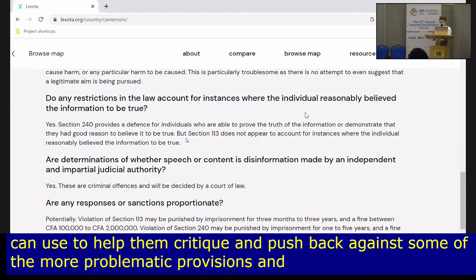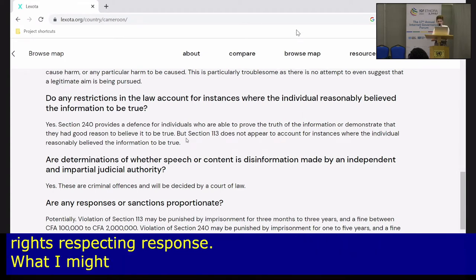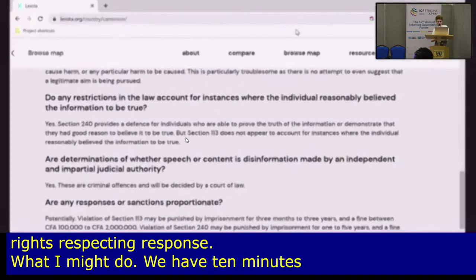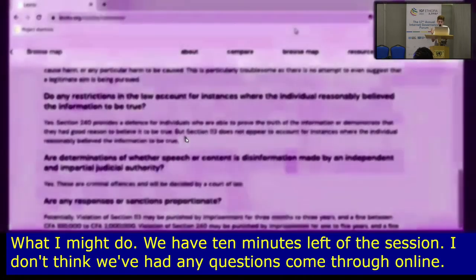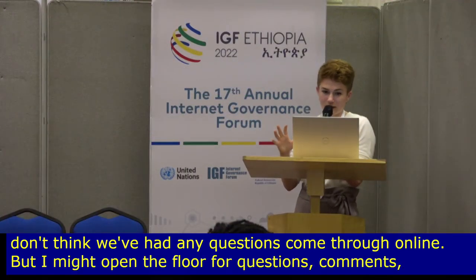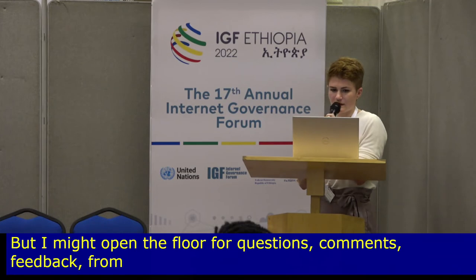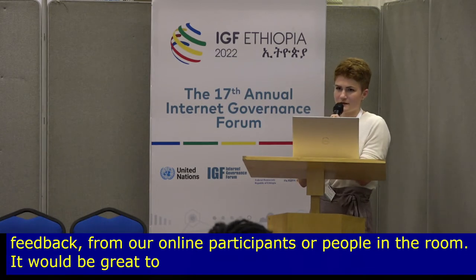What I might do, we've got about 10 minutes left of the session. I don't think we've had any questions come through online, but I might open the floor for questions, comments, feedback, either from our online participants or from people in the room, and it would be great to hear your views on these issues as well. I can see we have one in the room.